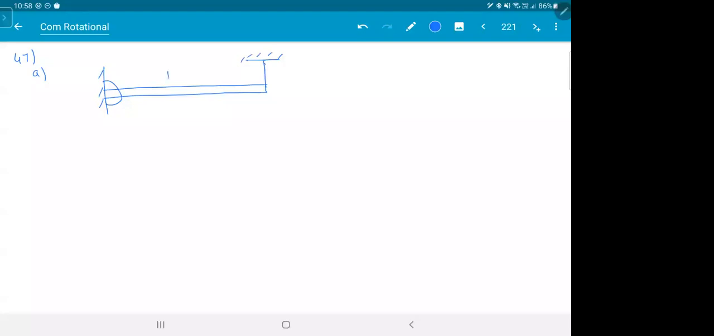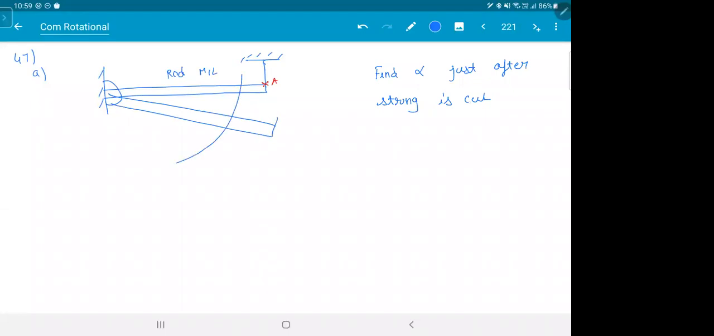So we have a rod of mass m, length L, hinge, and this is a string. So find alpha just after the string is cut. Just after the string is cut. So if you cut the string, what will happen? The rod will become like this, no? The rod is moving, right? So find alpha.